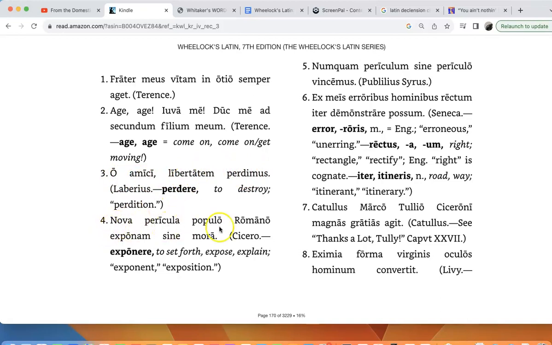Quatuor, nova pericula populo Romano exponam sine mora. A little bit more challenging. So again, we need to look up the words, but once you do that, it probably is helpful to find the subject and verb, because that's what we're used to in English. So exponam, here an exposition or exponent in mathematics means to set forth or to explain. Now it is in the future tense.